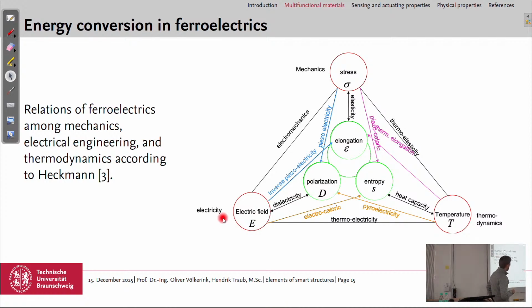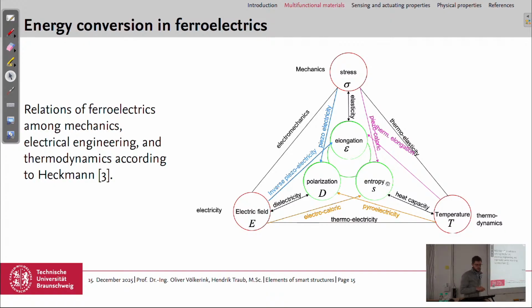We have a relationship between the electrical field E and the temperature. It's the thermoelectricity with the pyroelectric and the electrocaloric effect, which connects, for example, the electric field with the entropy S. And then we have the relation between mechanics, the mechanical stress sigma, and the temperature, the thermoelasticity, characterized by the coefficient of thermal expansion, and also several other effects like the piezocaloric or the thermal elongation effect.